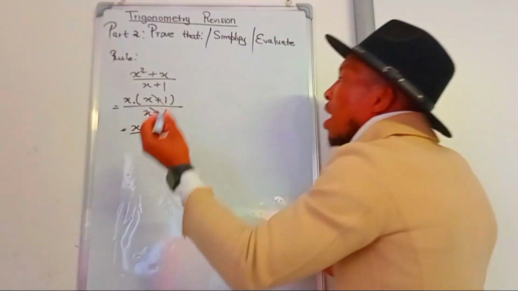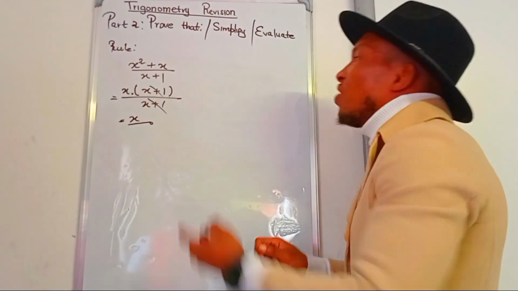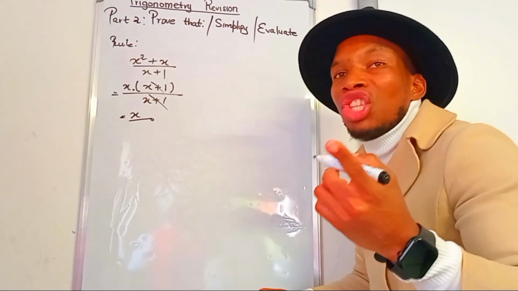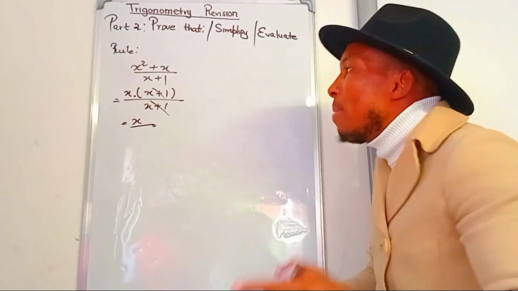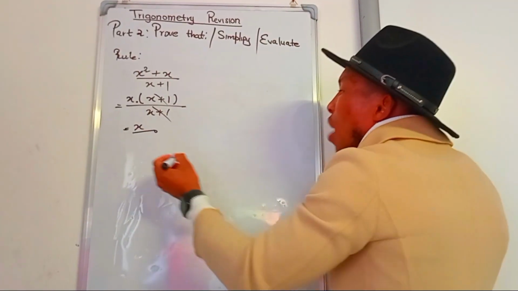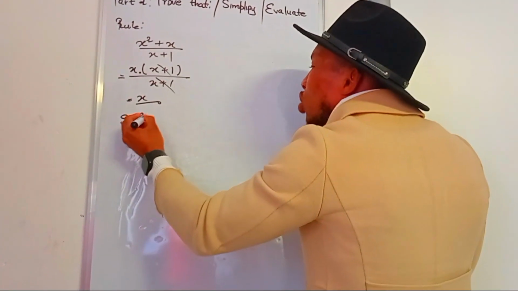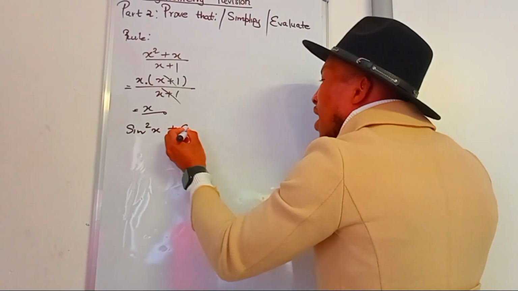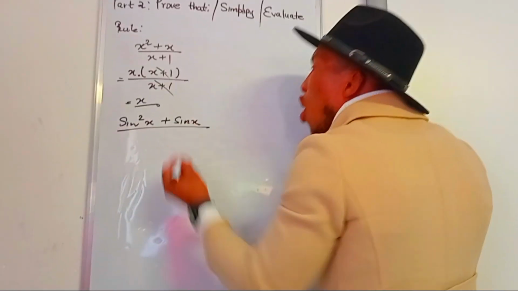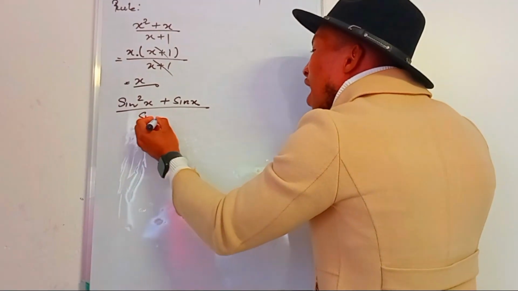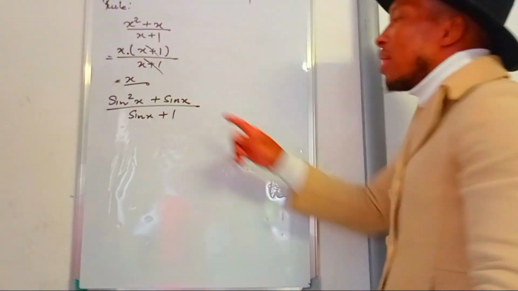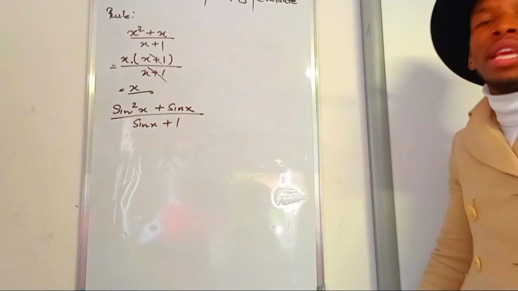It's very simple. Then in grade 12, you don't do algebra, but you are just doing trigonometry. They're just going to replace it with sine squared x plus sine x, all over sine x plus... Then they're just asking you to simplify here.